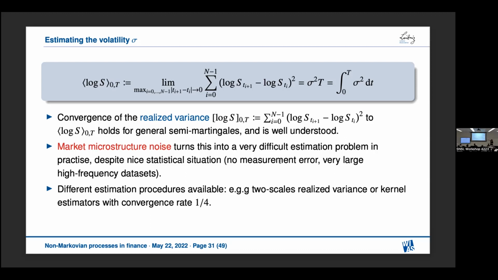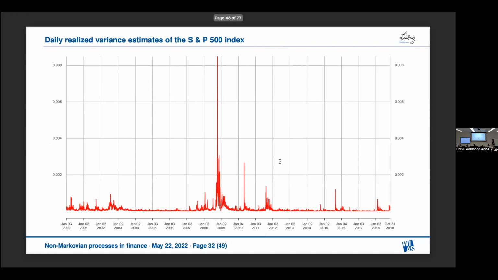Basically, you use, for instance, two time scales to subtract the two noise estimators which you get, and then the signal remains. There's quite a lot known about how to do this. The bottom line is you can do it, but you get pretty bad rates of convergence, let's put it like this. In the end, what you get is something like this.